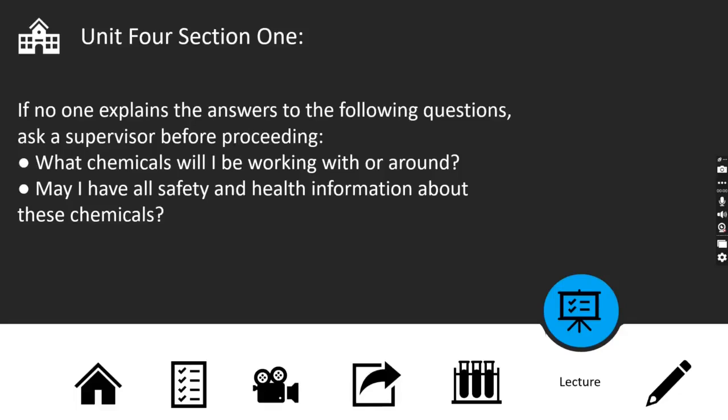We're at a place where we are starting off with what's in the book. When you're a process technician, if no one explains the answers to these questions, ask a supervisor before proceeding. What chemicals will I be working with or around? And may I have all the safety and health information about these chemicals? Safety data sheets should be readily available to you.